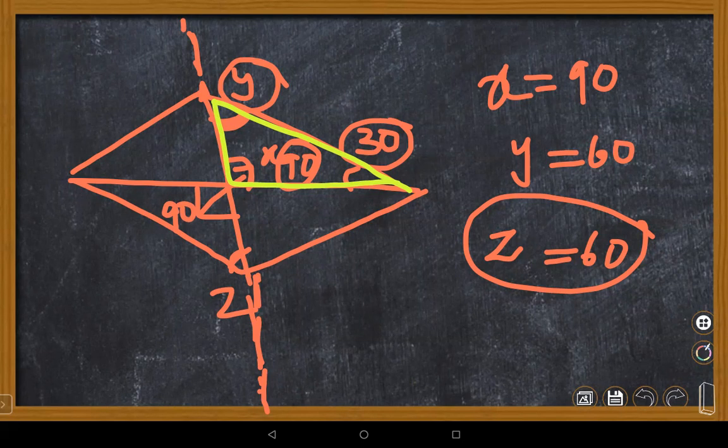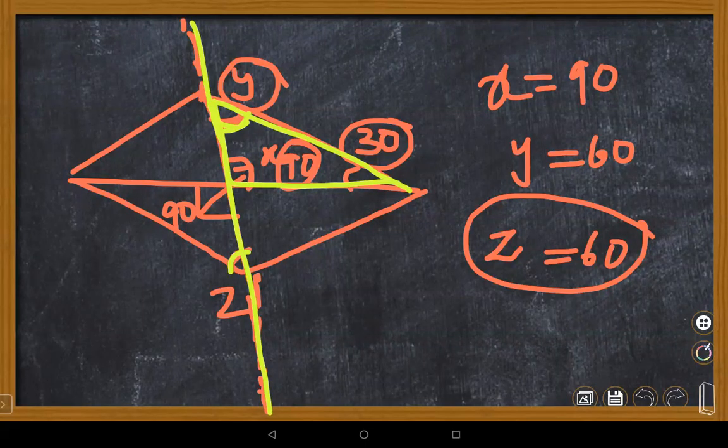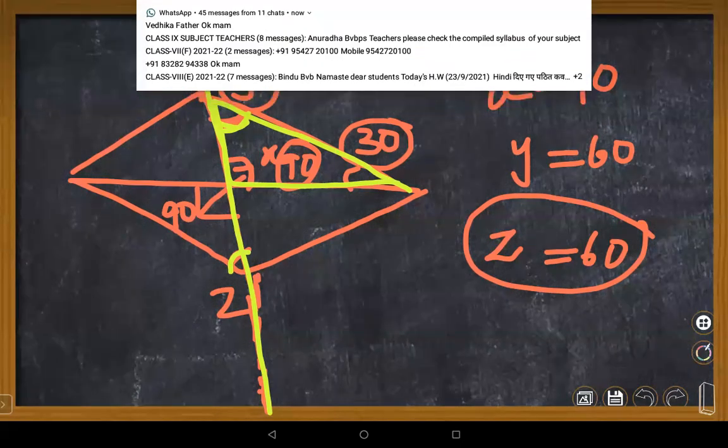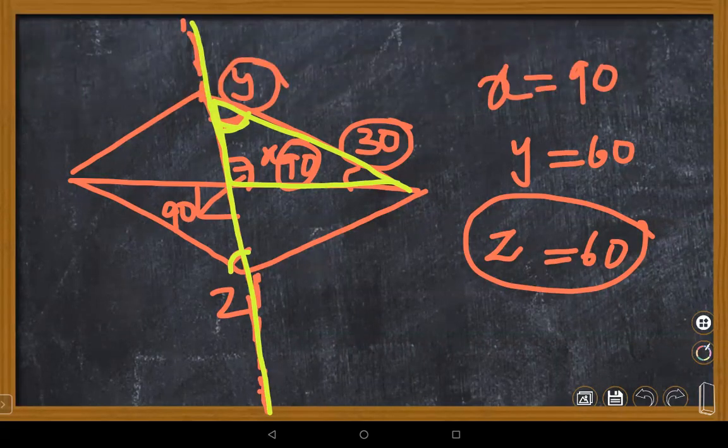Now, can we go with y and z are alternate? What type of angles, children? This is y. This is z. Ma'am, they are alternate angles, ma'am. Very good. Is it alternate exterior angles or alternate interior angles? Both are the same, right? Yes, ma'am. Right. So we can take the values of y and z both are equal. So y equal to 60, obviously z is also 60.